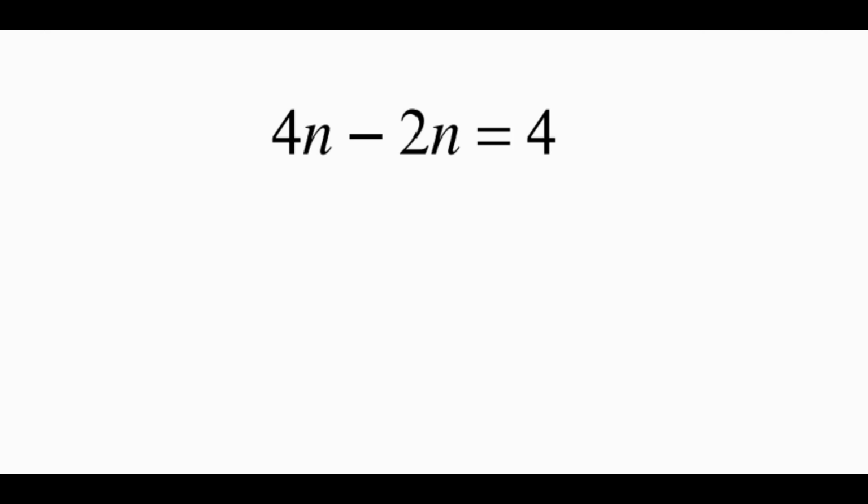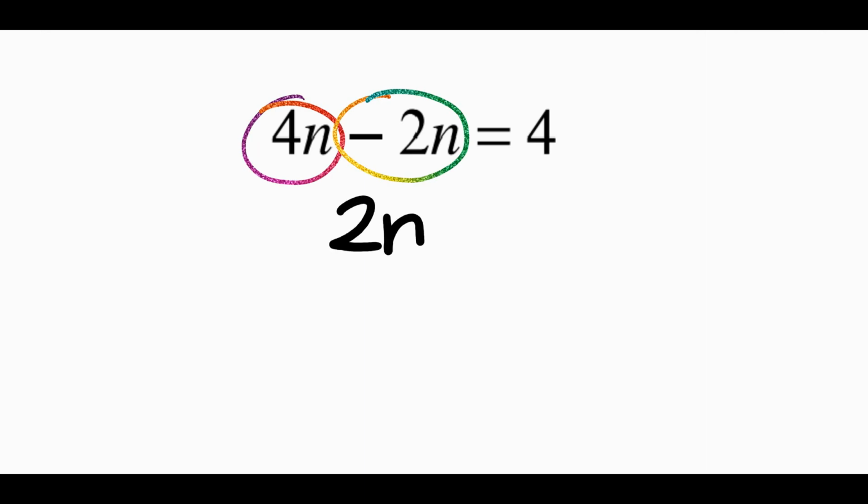4n minus 2n equals 4. So if you ever have like terms on the same side of the equal sign, the first thing you need to do is combine them. So if I have 4n minus 2n, I have a positive 2n. I bring down the equal sign, bring down the 4, and if you're comfortable drawing that line down the center, that's a good habit to get into.